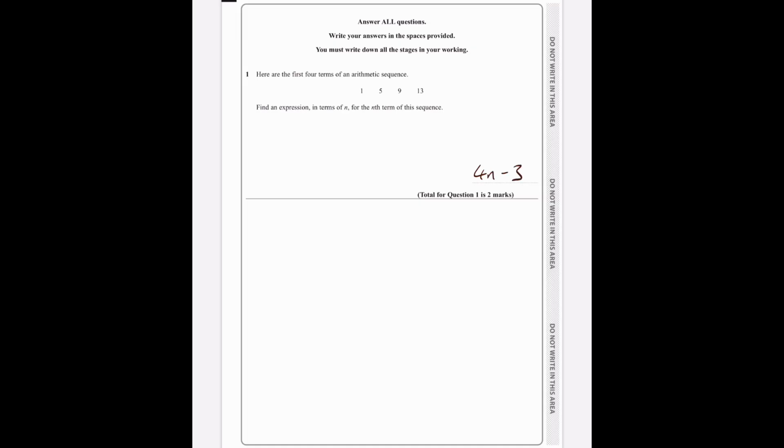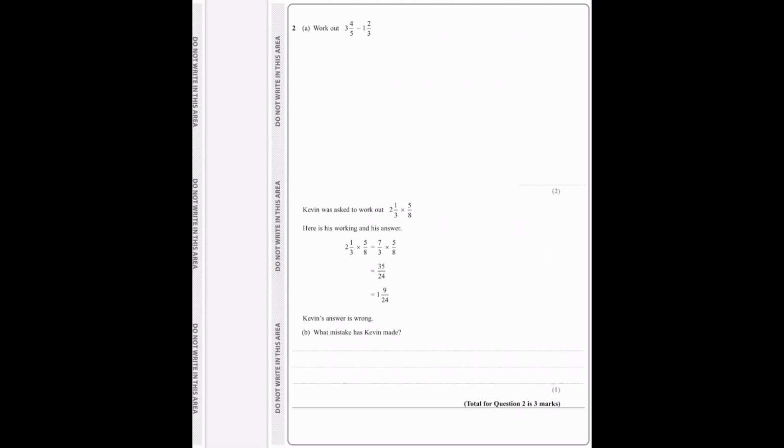That sequence is 3 less than the 4 times table, so 4n minus 3.